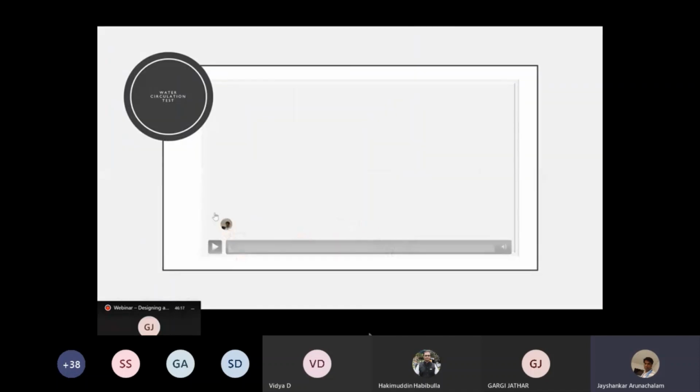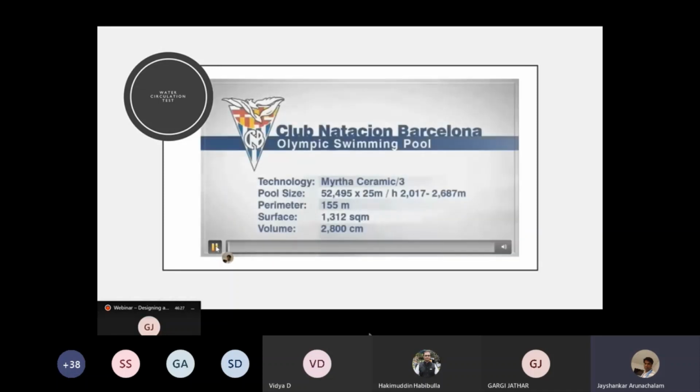Now I will show you a small video which we have done. A small dye test which we have done in Barcelona, where you could see the dye moving into the pool in a standard time as required.